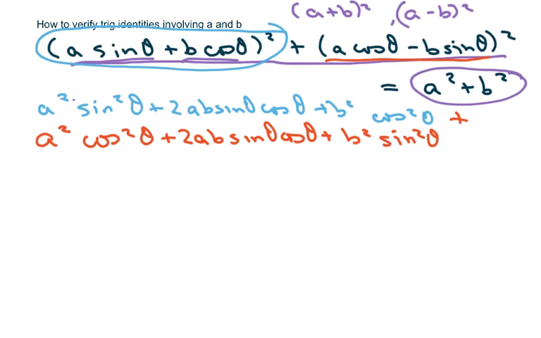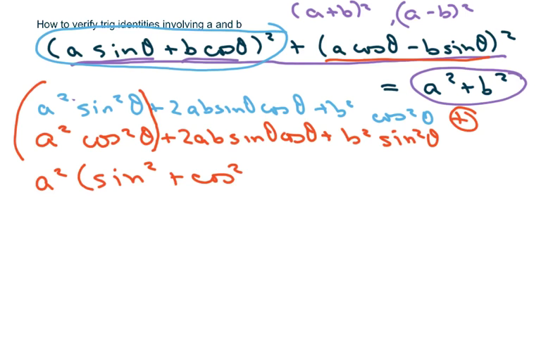Alright, and when you do this, if you can read it this way, I'm going to go ahead and factor. I'm going to take this part and add it. I'm kind of adding vertically. So I'm going to factor out the A squared, and I get sine squared plus, don't forget your plus here, cosine squared.